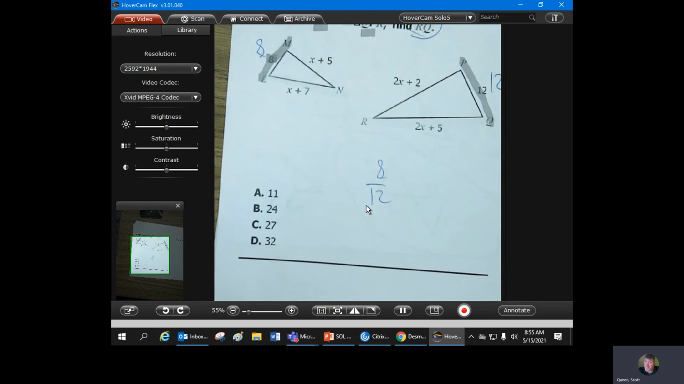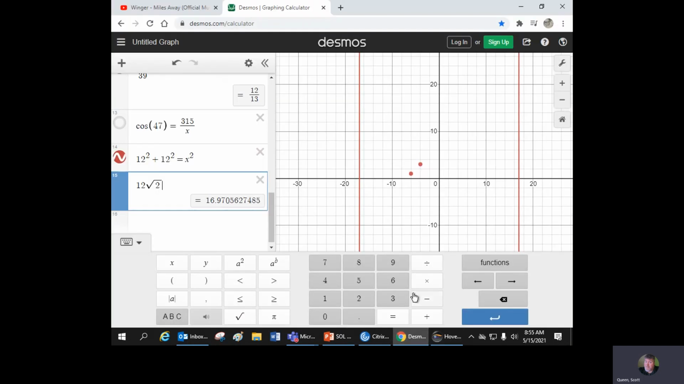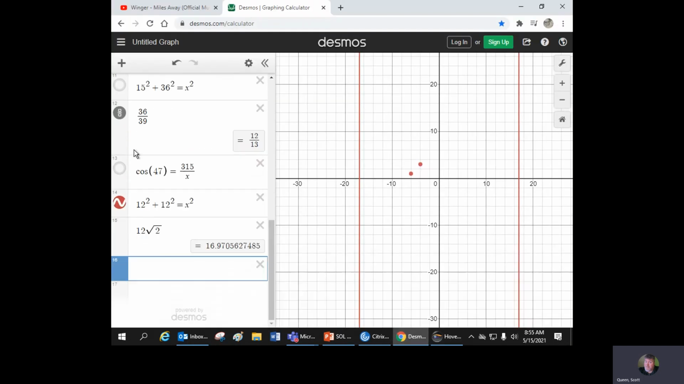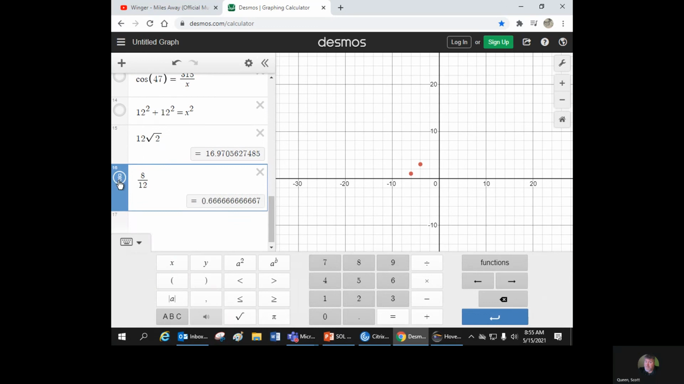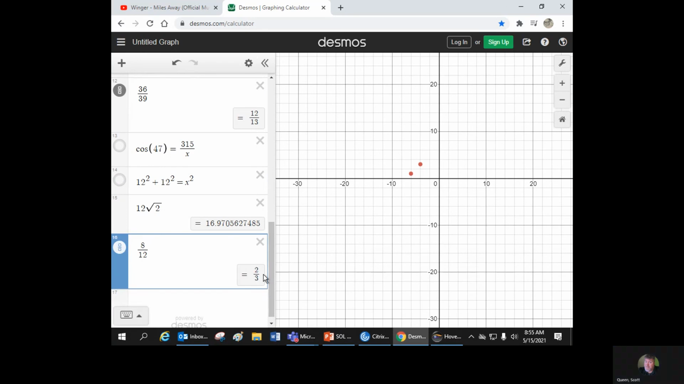Now, I can reduce that and get a ratio if I want, or I can just throw it in Desmos. That's what I'm always gonna do. Throw it in Desmos, simplify it. 8 divided by 12, hit the little button there, 2/3, that's my ratio. So my ratio is 2/3, and that's what I'm gonna use to solve this, okay?